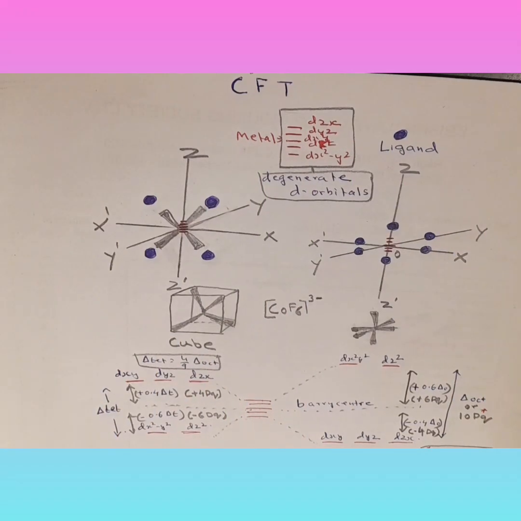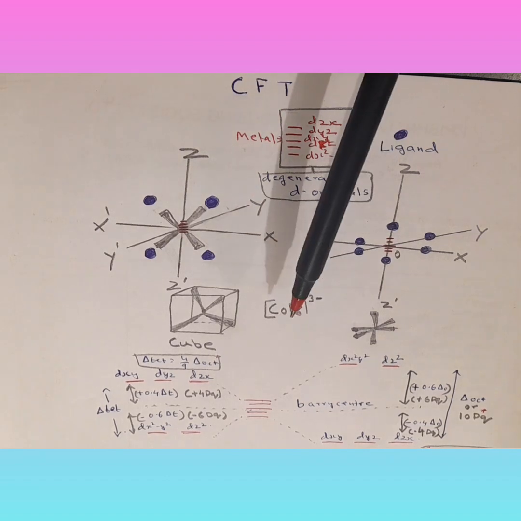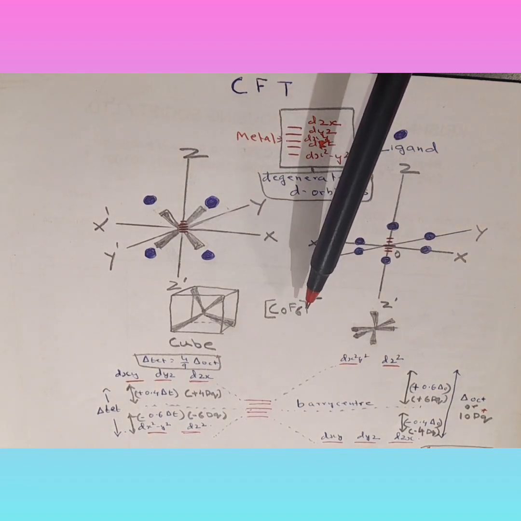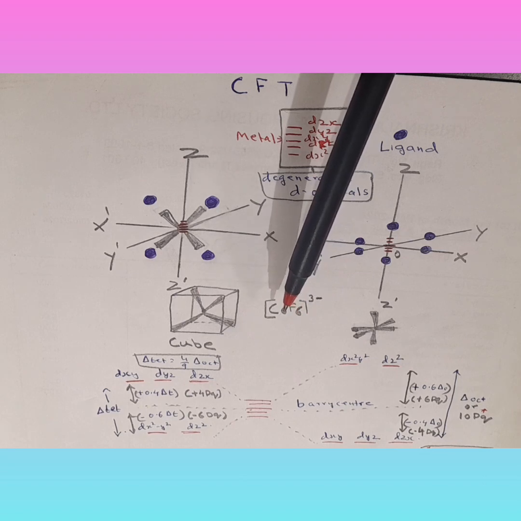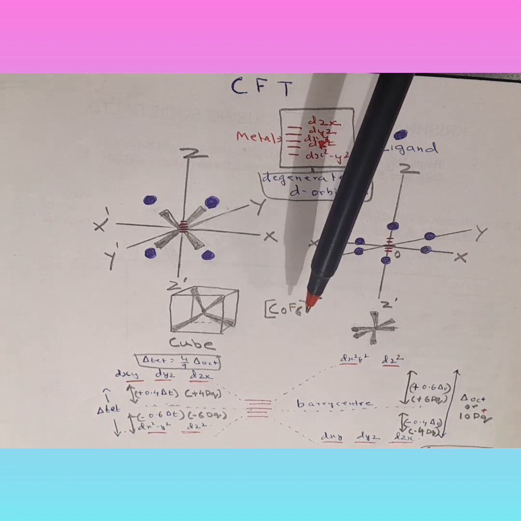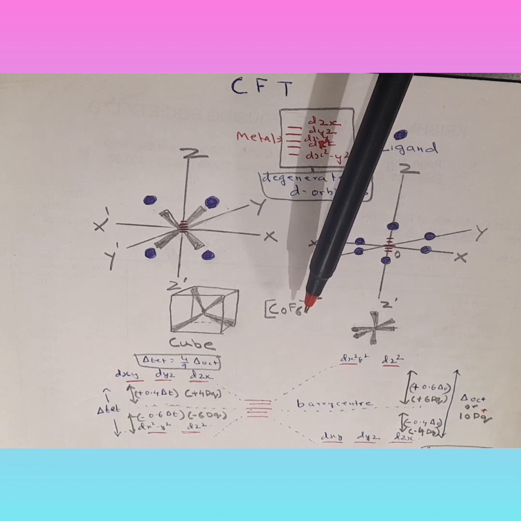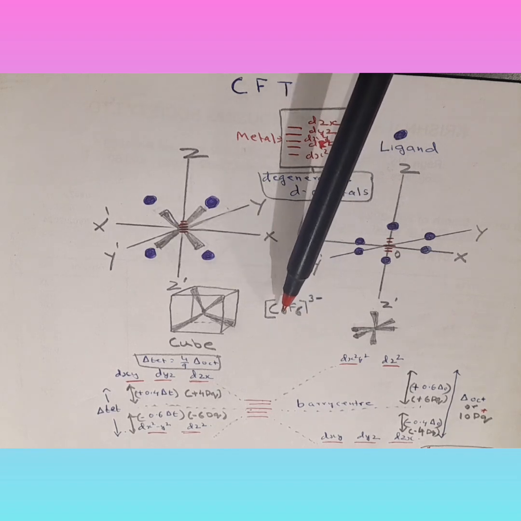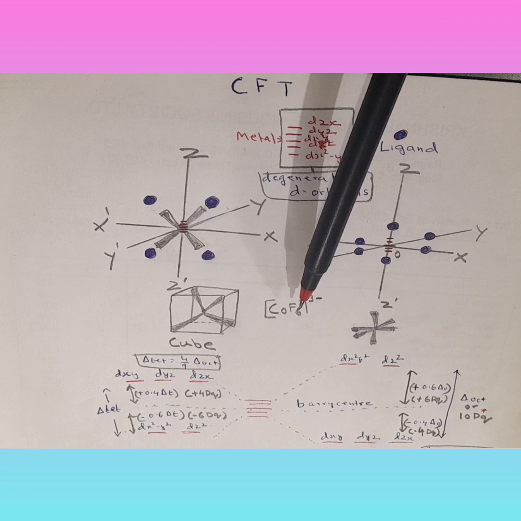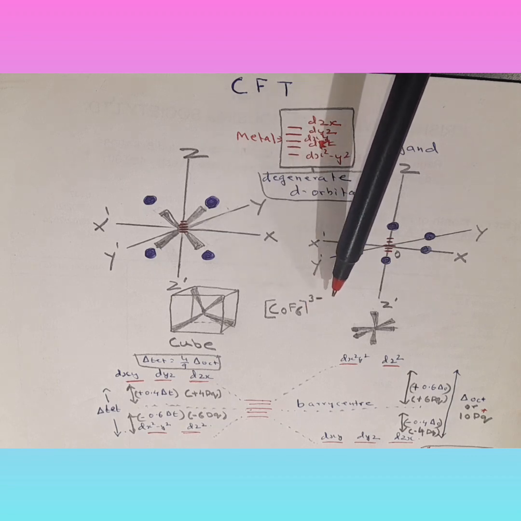Let's try and understand crystal field theory. Crystal field theory deals with complexes of metals and ligands. Metals essentially are d block elements, and ligands are, spatially, Lewis bases or negatively charged ions. Now here I have taken the example of CoF6 3-, cobalt hexafluoride.